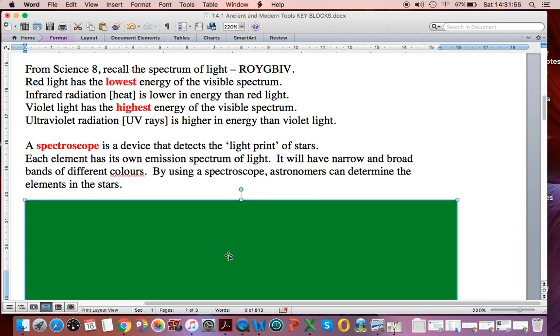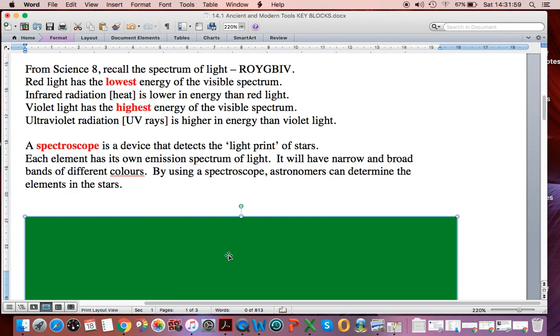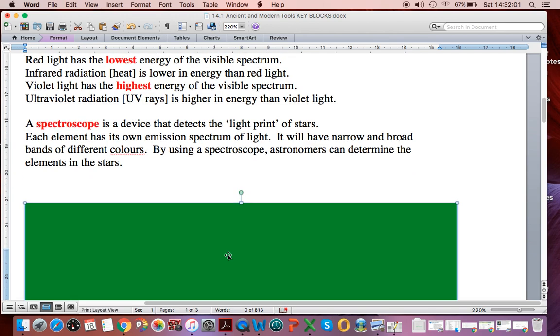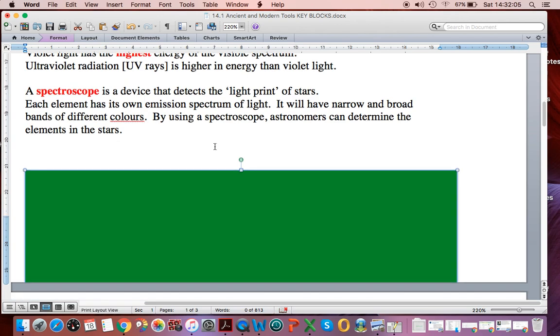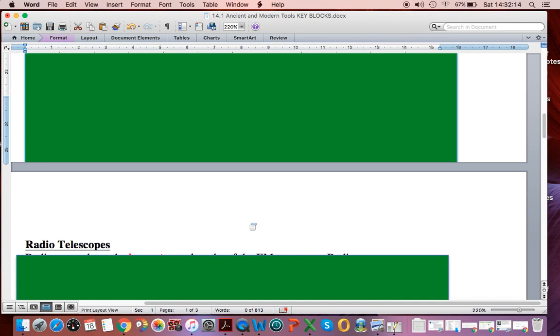We've talked about the spectroscope already and how it gives us the light print of stars. So that was an earlier set of notes about astronomy and will come back in chemistry. And the spectroscope is hugely important to astronomers because from the light print we can identify elements in stars. We go to the back side.